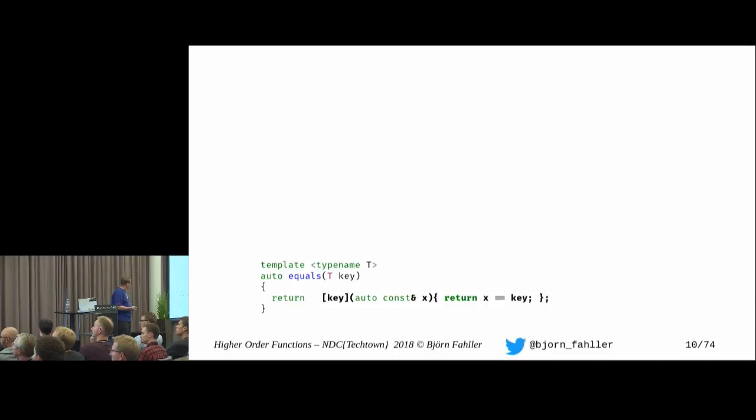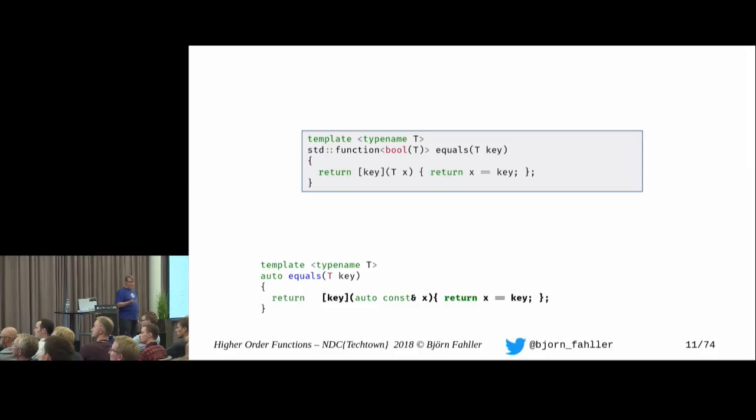But let's generalize. Why only limit ourselves to an int? We can call it with anything. And you may notice now also that it's a generic lambda that uses auto for its parameters. So it can be called with anything. It doesn't have to be the same type as the key is, as long as they are equality compatible.